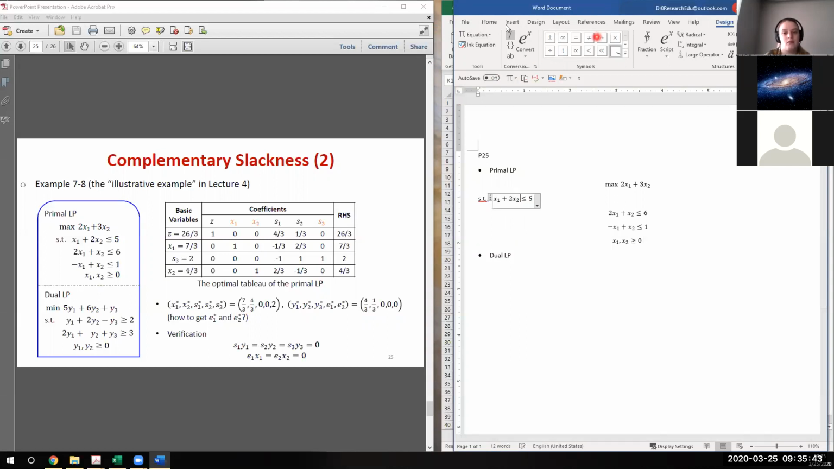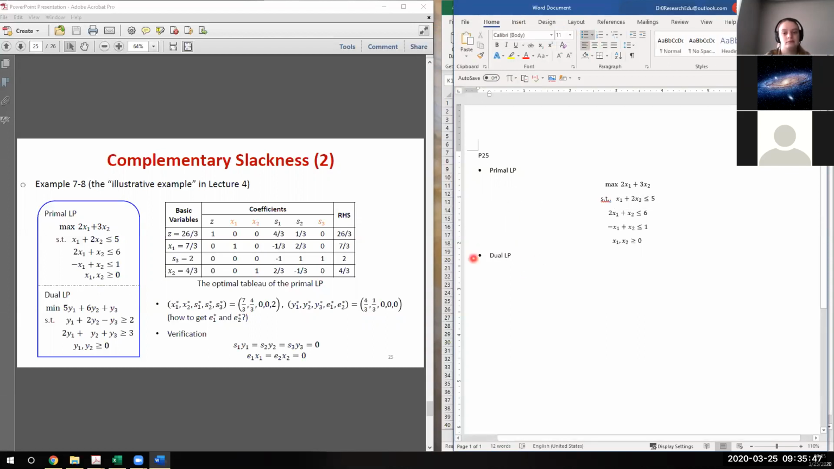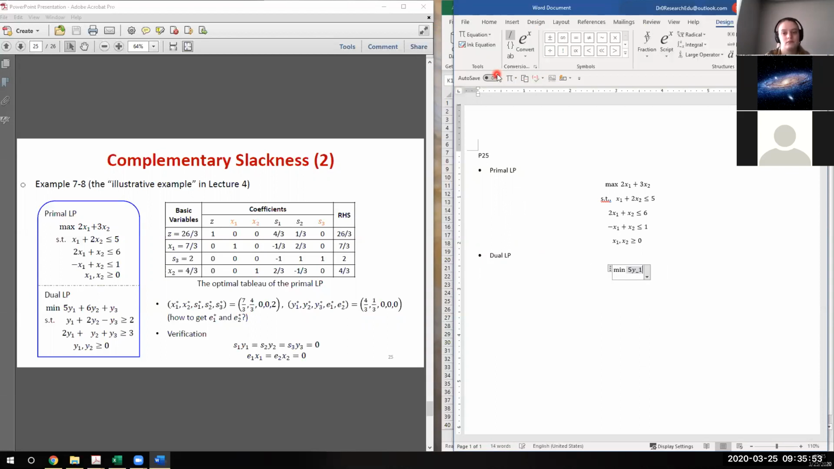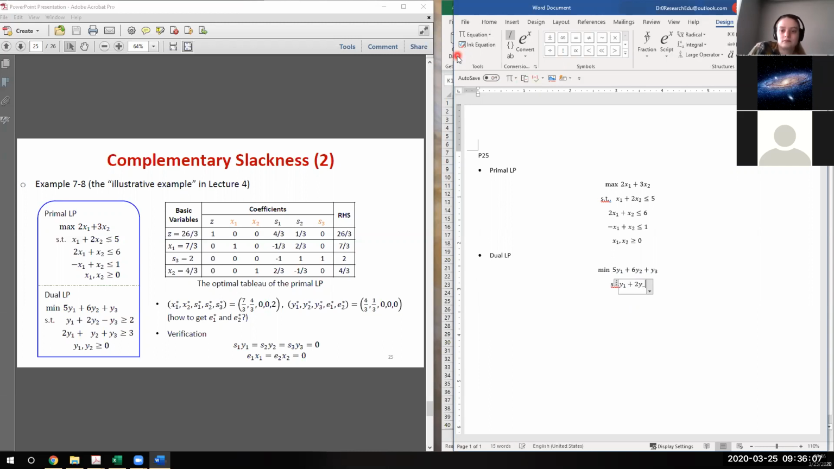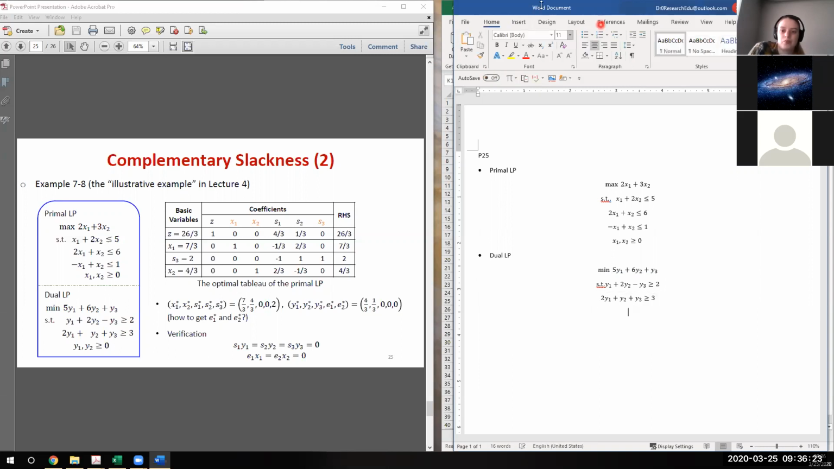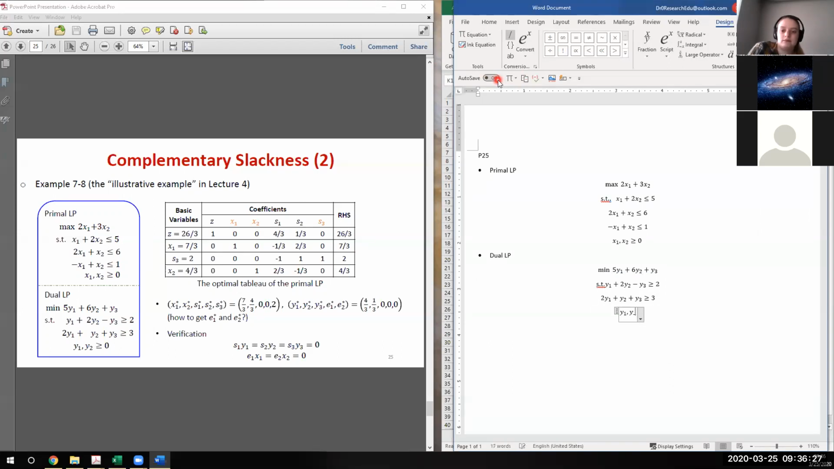Okay, so this is my primal LP, and my dual LP is going to be: minimize 5y1 plus 6y2 plus y3, subject to y1 plus 2y2 minus y3 greater than or equal to 2, and the second constraint is 2y1 plus y2 plus y3 greater than or equal to 3, and then the last thing is y1, y2, y3 greater than or equal to 0, right? Okay.